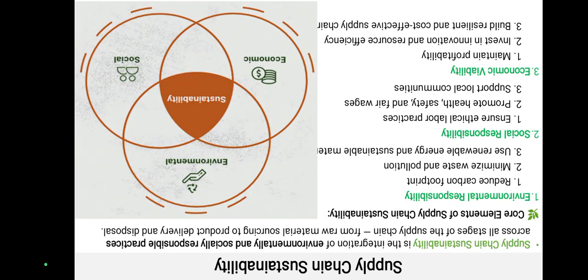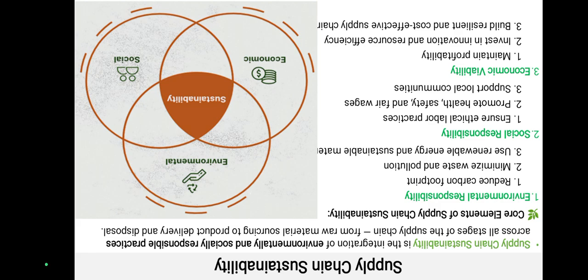Then supply chain sustainability. Sustainability refers to doing business or operations without negatively impacting the environment or our community, the society where we belong. Understood? Sustainability is nothing but operating without negatively impacting the environment or the society where we live. That is sustainability.